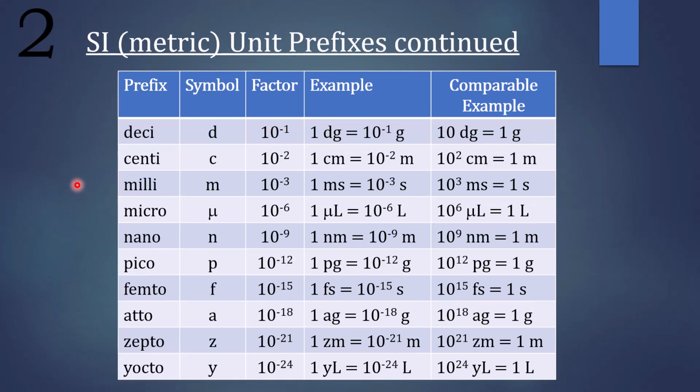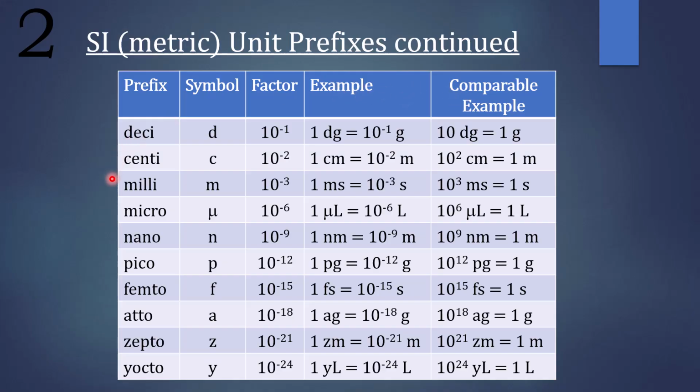This is the second half of the table. Now this is where the factors here, notice all the exponents are negative. So all of these factors here, again, based on factors of 10, are all less than 1. So we have our prefix name, our symbol. Notice the symbols here are all lowercase. On the previous table, some of those were uppercase. And then our example and our comparable example.